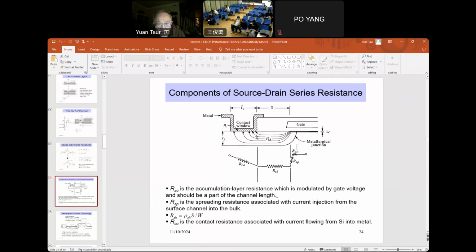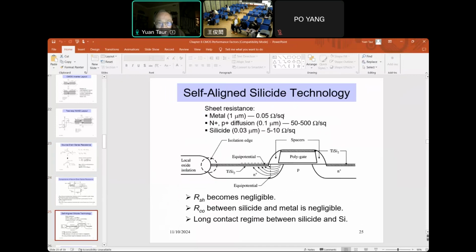And so it flows over, and there's a resistance drop depending on the length of the source drain. And then the last component is the contact resistance, flowing from the source drain into the metal contact here. This is for a standard MOSFET, but nowadays we have a so-called self-aligned silicide. Self-aligned silicide will greatly reduce the series resistance.